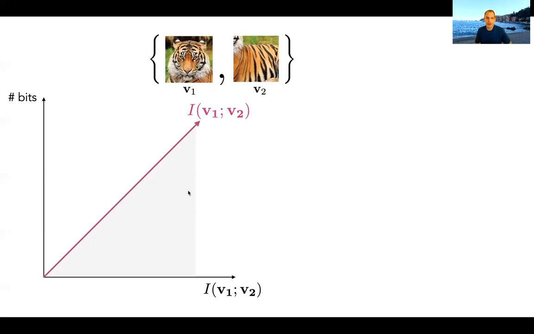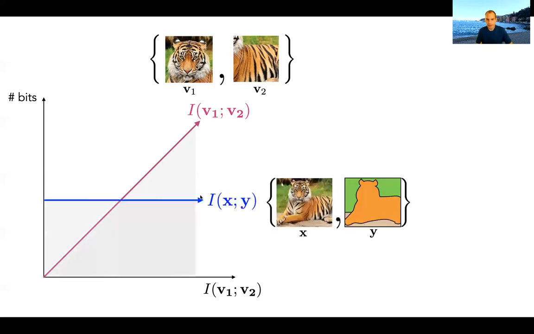But we don't actually care about the mutual information between two crops. We care about the information between an image and a task. We're going to use our representation that we learned to solve some task like semantic segmentation in this example here. So our image is X, our views are V1 and V2, and our task is Y. We don't know what the task is in general in advance, but for analysis, we can assume there exists some downstream task that we will care about.